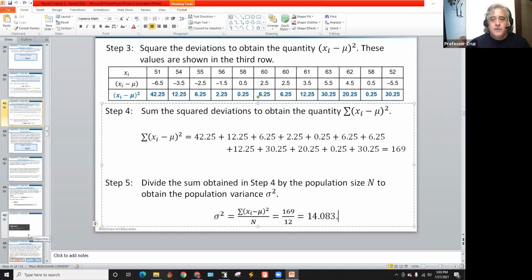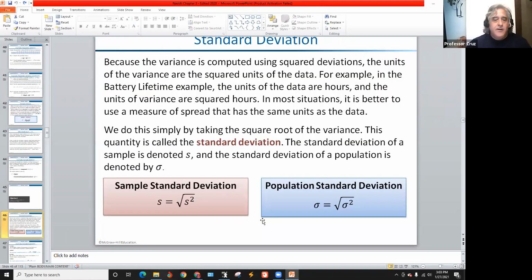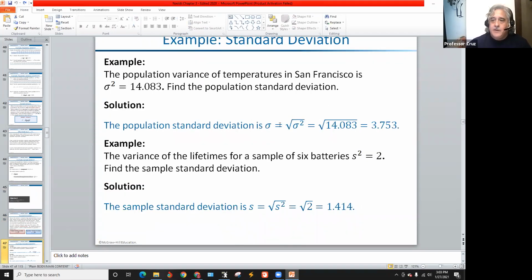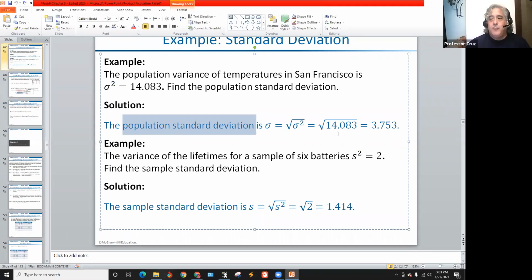14.083. Now, as I said, the standard deviation is just one more step. They don't show you this one, I don't think. Yeah, they do, there it is. So for that San Francisco data, remember we have the variance of 14.083. To find the standard deviation, which like I said is a much more useful calculation, we just take the square root of the 14.083, and there's our standard deviation.